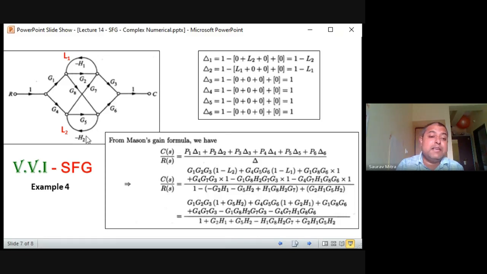So P5 is having minus H2 into it. So that minus H2 is giving minus here. P6 is having minus H1 into it. So hence in the forward path only you are finding there is a negative sign. So that's why these are 6 terms with their multiplicand.